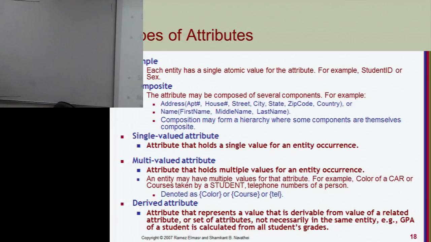A third classification of the types of attributes is derived attributes. Derived versus non-derived, or derived versus given. So an attribute could be a given value, a value that we cannot deduce from other values, or it can be derived from other values through an equation. And we gave an example for this, the GPA. The GPA of a student is a derived attribute. Why? Because it could be computed using the marks he has obtained in all of the courses he has studied. So we have simple versus composite, single valued versus multi-valued, and derived versus non-derived or given.